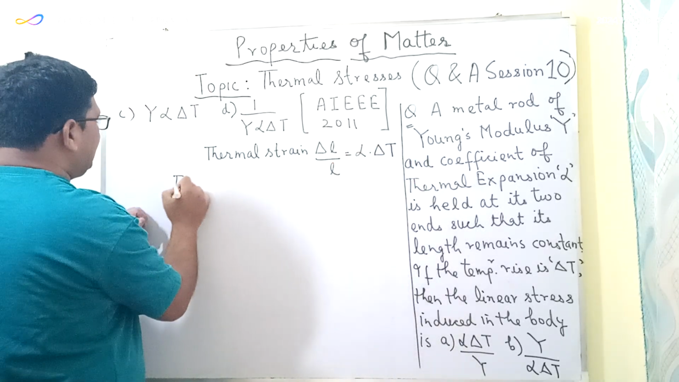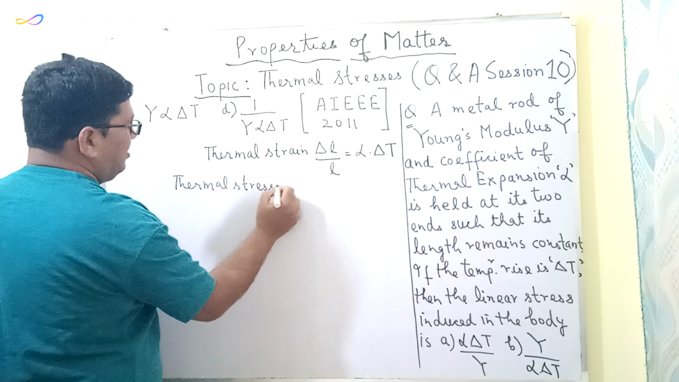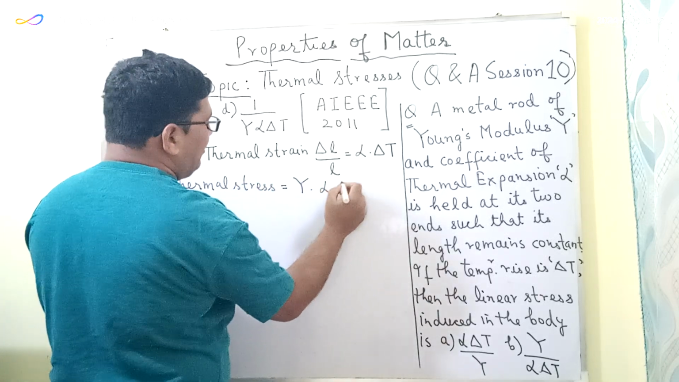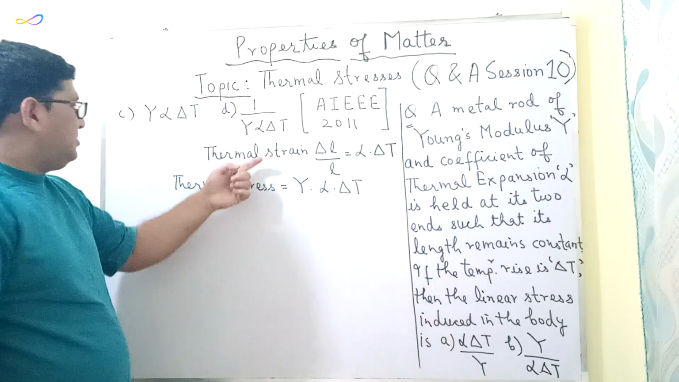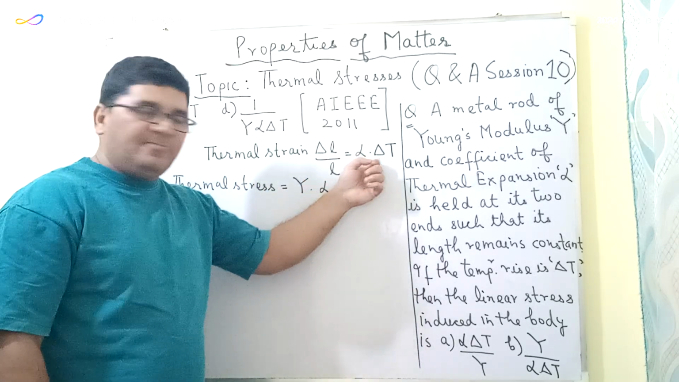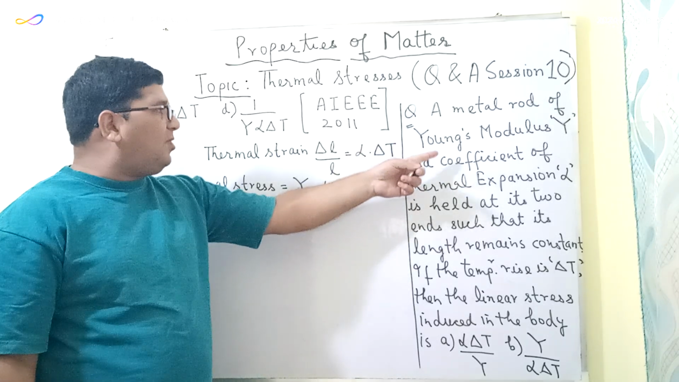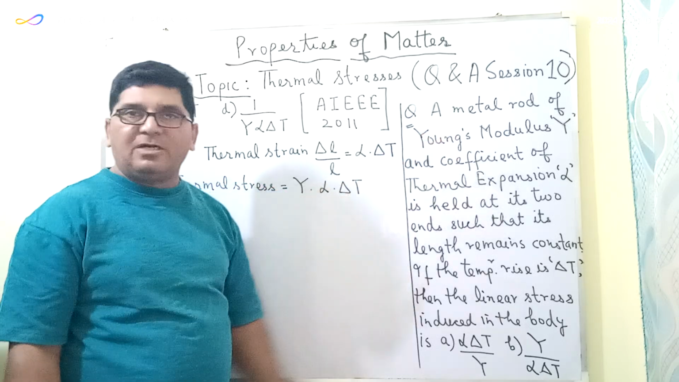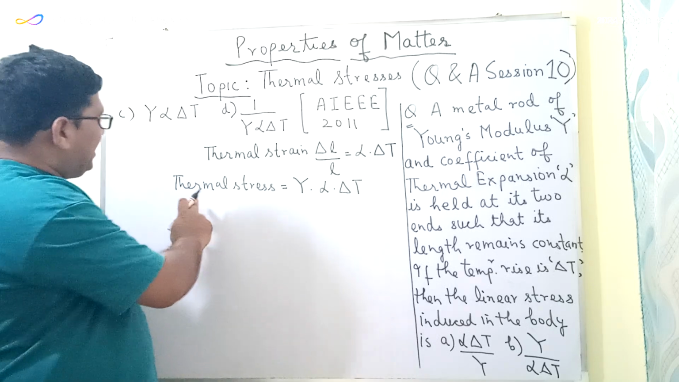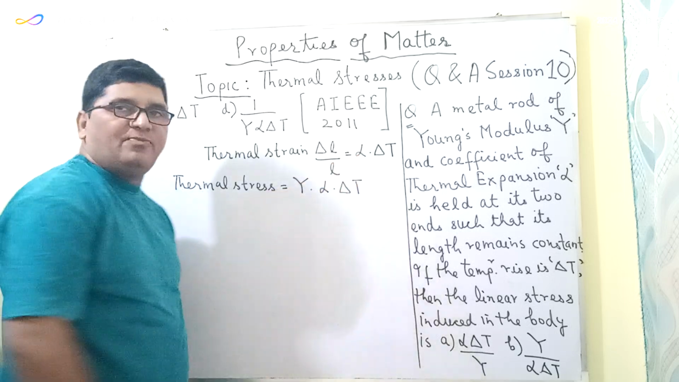So the corresponding thermal stress will be equal to Y into the thermal strain. Now thermal strain is alpha into delta T, as we have learned in the previous session. Thermal stress upon thermal strain is equal to the Young's modulus of this metal rod. So Y will be equal to thermal stress divided by thermal strain, or we can say that thermal stress will be equal to Y into thermal strain, and thermal strain is equal to alpha into delta T.